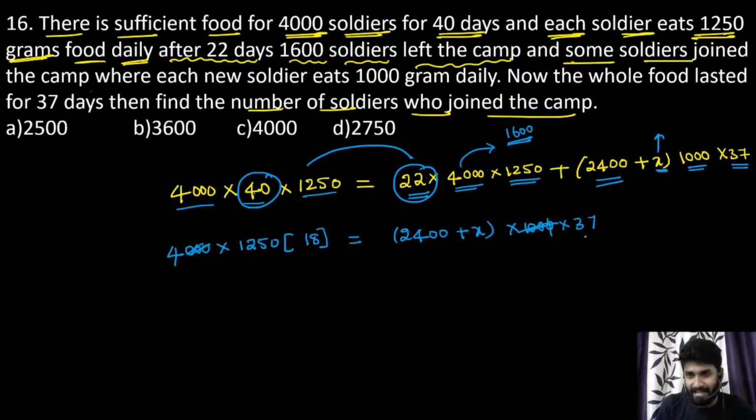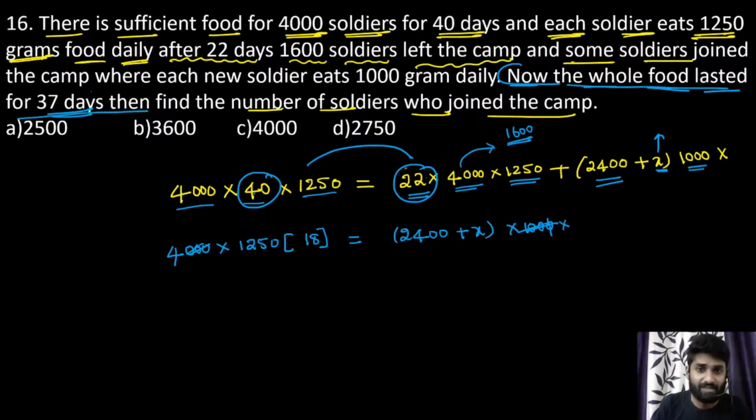You just cancel the number, guys. See, 37... 7 5 is 35. Okay, 37 and there is no cancel? Guys, just wait, I made a mistake. See, the last information: whole food lasted for 37 days. Then find the number of soldiers who joined the camp. Whole food lasted for 37 days means I did it wrong. It is not the remaining food for 37.